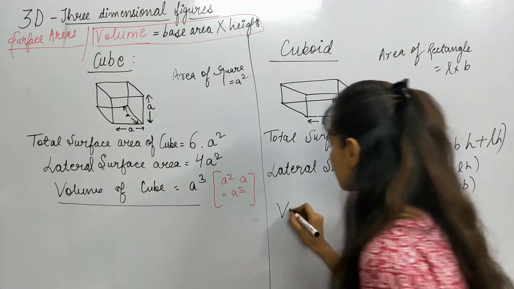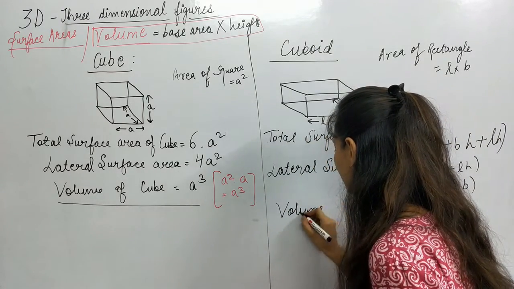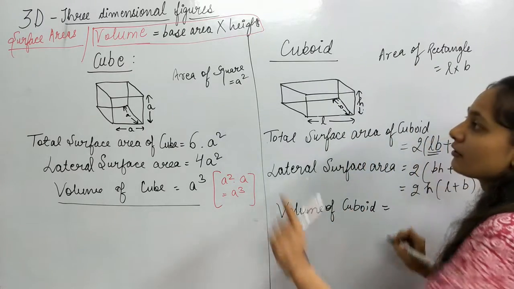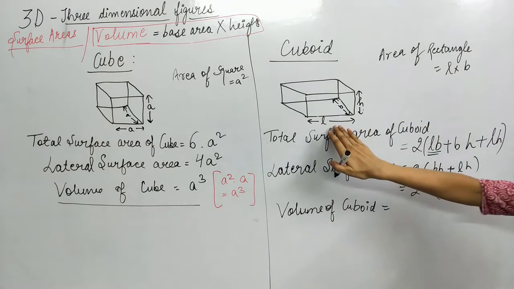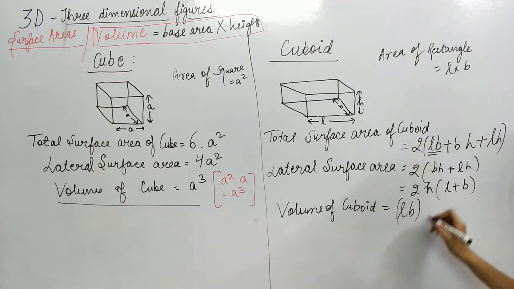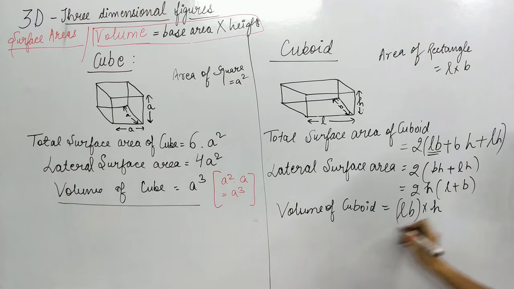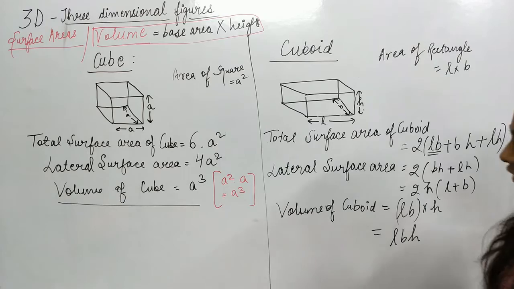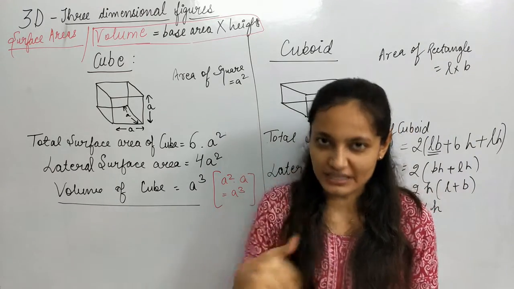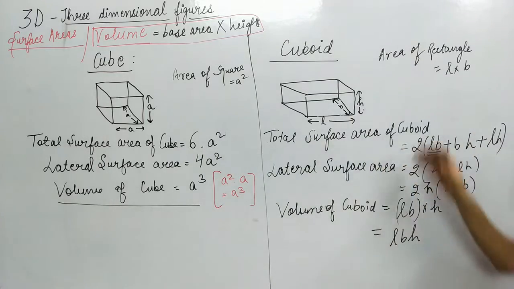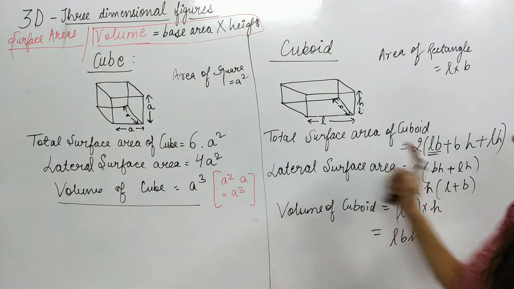Okay. And similarly volume of cuboid will be base area into height. Here base is length into breadth. Base is length into breadth multiplied by its height. So volume of cuboid is LBH, length, breadth into height. We get the volume of cuboid, that is the capacity of that cuboidal box. Okay. These are the formulas for cube and cuboid.